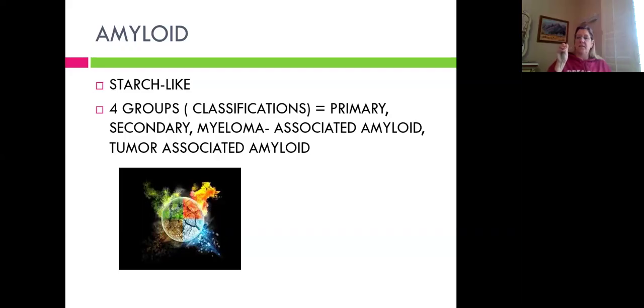Then you have secondary. So this amyloid says, ooh, now that I'm established, I'm going to move over here. So this is secondary amyloid. Then it turns out that people who have myeloma tend to get amyloid. So that's where we get myeloma associated amyloid. Then we have tumor associated amyloids, which is just that. Somebody has a tumor, and all of a sudden we start to see amyloids pop up.